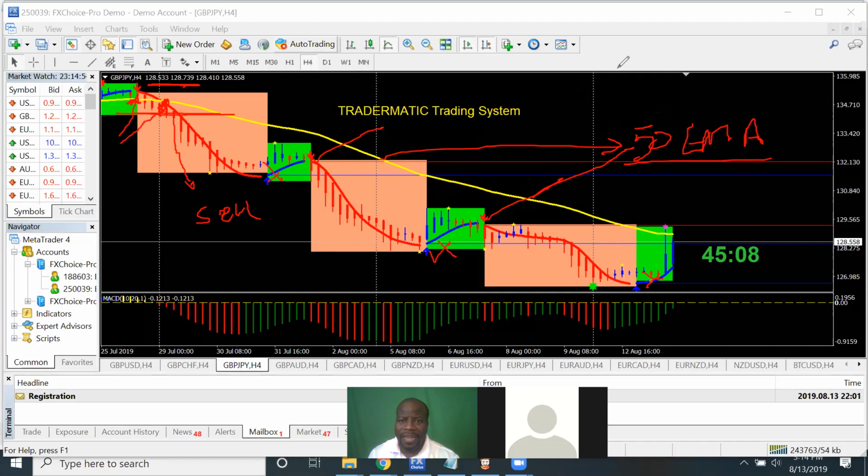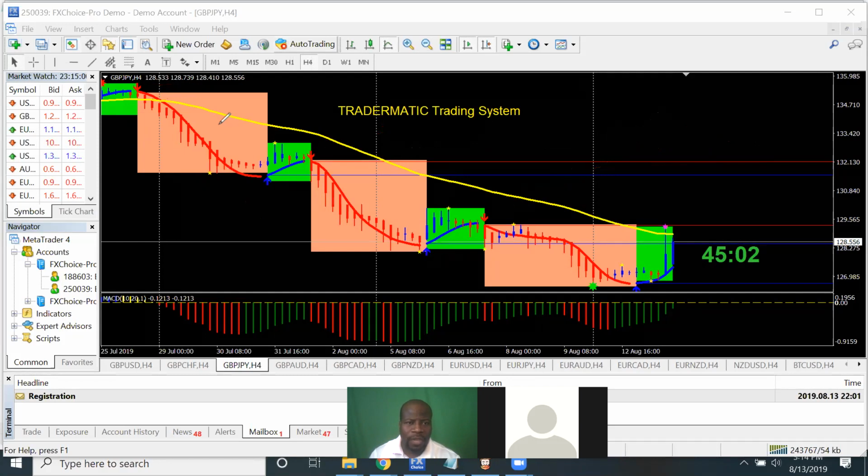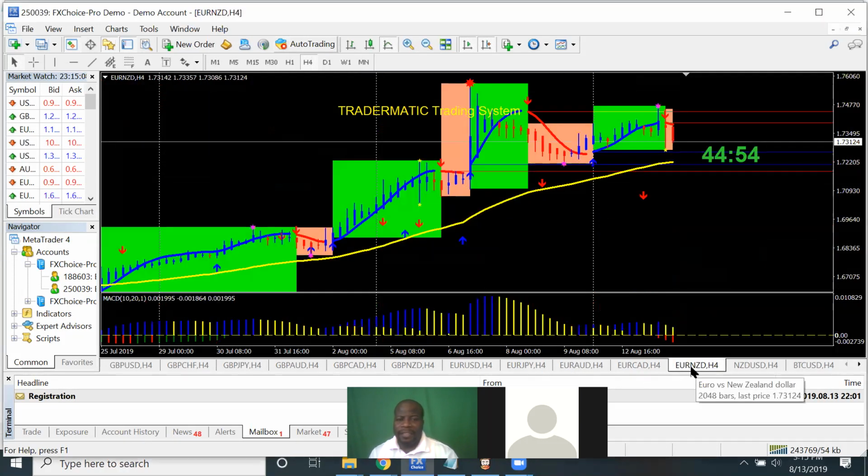Now, if the price is above, okay, cool. Let me take a look at, okay, like this. This is Euro NZD. As you can see, the price is above the 50 exponential moving average. So right in this place, I will not be selling, but be looking for a position. I will be looking for a way to buy.